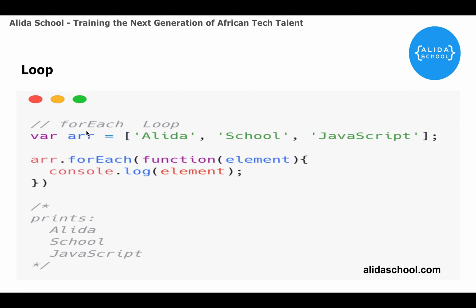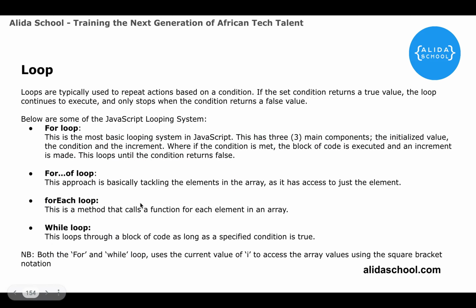So as we're looping through the array, when we get to Alida, we print it out. When we get to school, we print it out. When we get to JavaScript, we print it out. And this is how to use forEach.